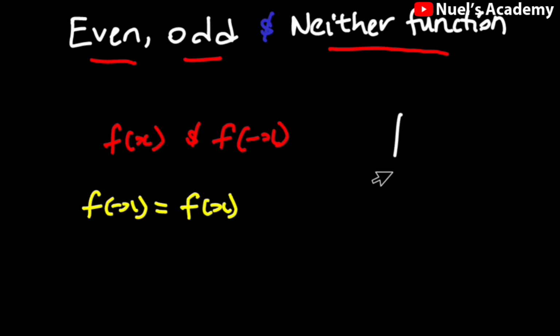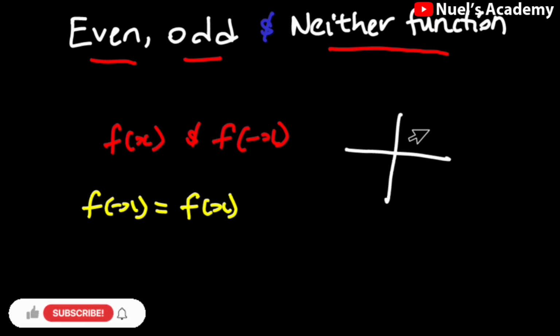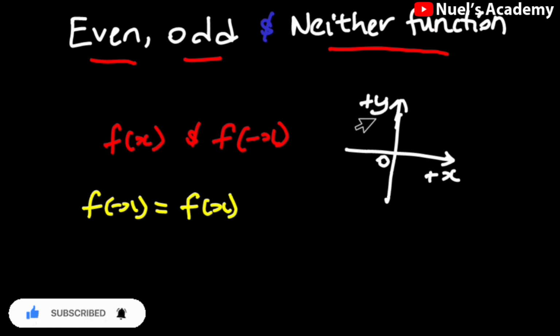For example, let's illustrate it with the graph of y equals x squared, which is the parent function of quadratic function. So this is positive y, this is positive x. So the graph goes like this. If you look at this graph, you see that this right hand side is a mirror image of this left hand side. Again, to confirm it, if you fold this graph along the y-axis, you see that this part and this part are going to join together.